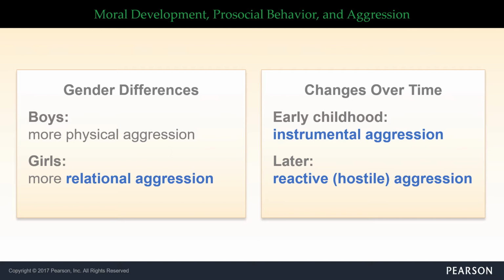In early childhood, the most common type of aggression tends to be instrumental aggression, where the goal is to get something from someone else that they want. Later, as they get older, they are more likely to be aggressive in regards to wanting to actually hurt someone, and that's called reactive or hostile aggression. So the types of aggression that we see tend to change as children get older.